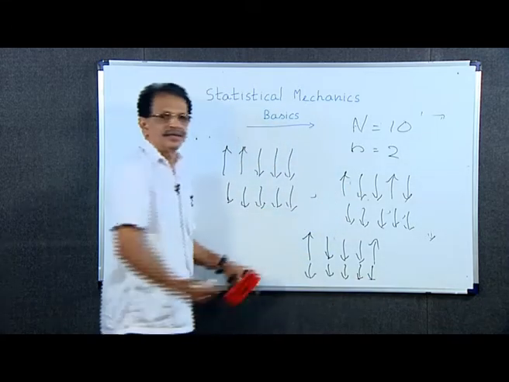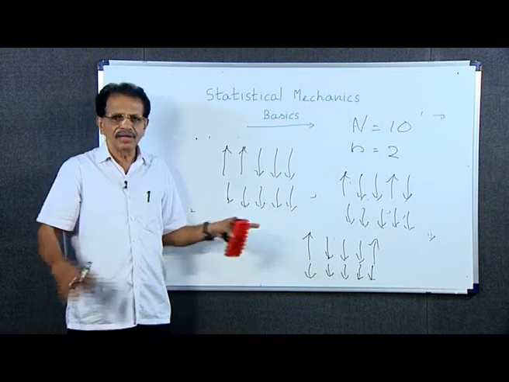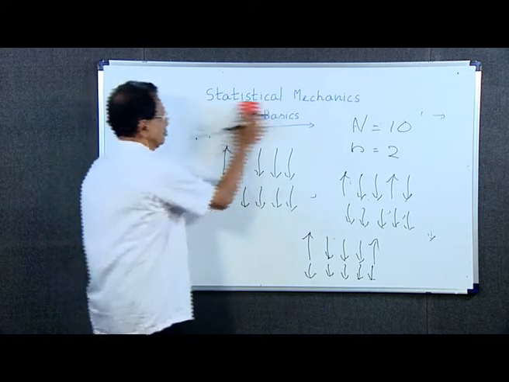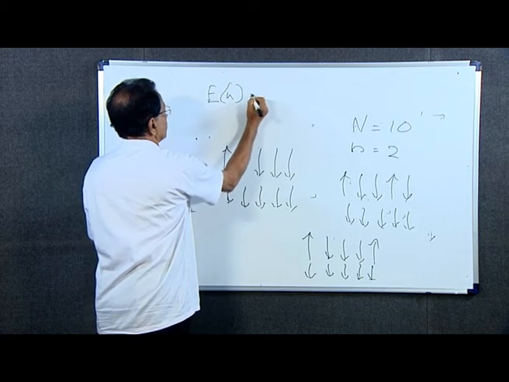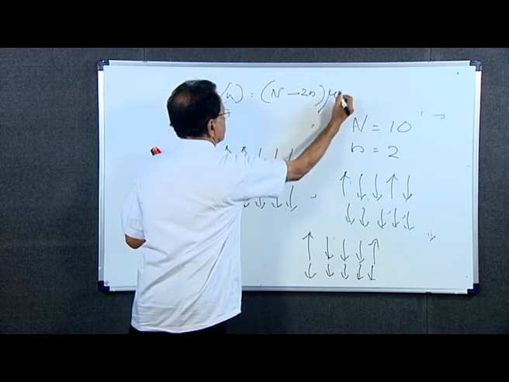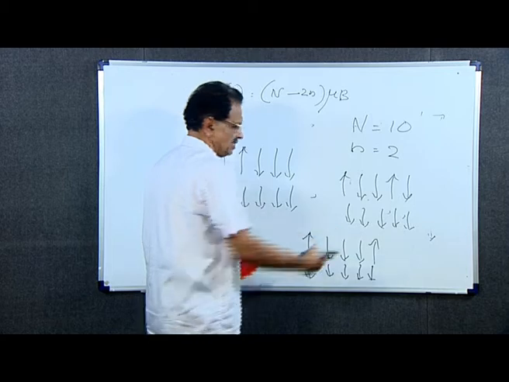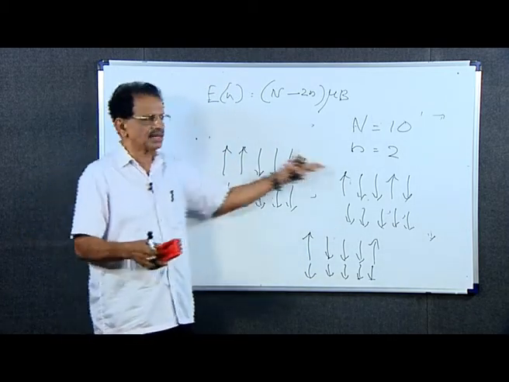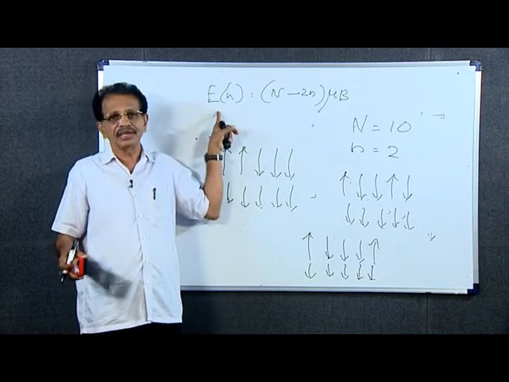So there are different possibilities for being parallel to the field. They all represent the same energy. What we have already seen is that the energy is E = (N - 2n)μB. For the same n, there are so many possibilities. The system doesn't know; we cannot find out the microstate. So all these possibilities are there, and that many microstates characterize this macrostate E(n).